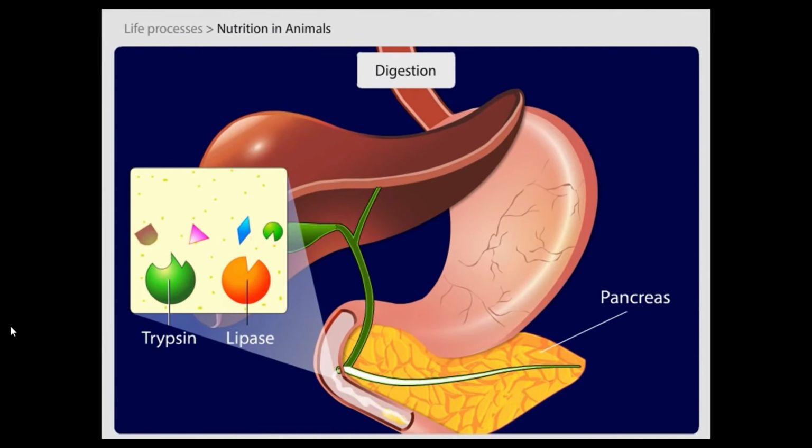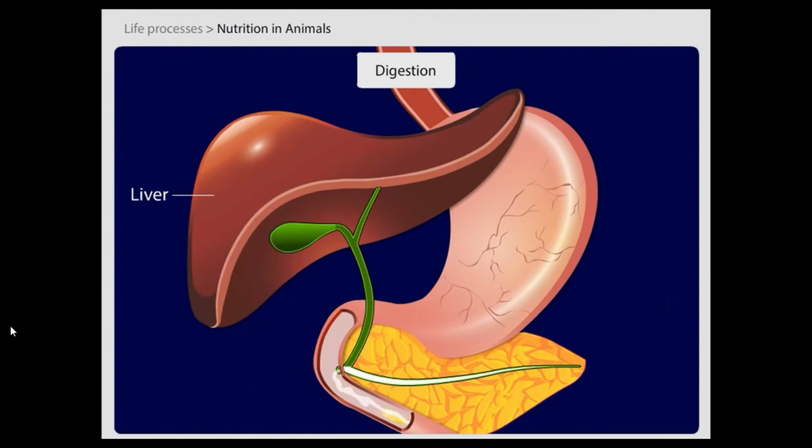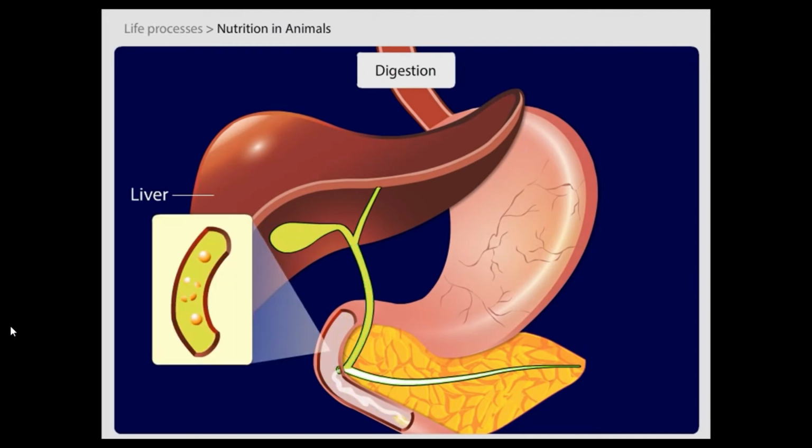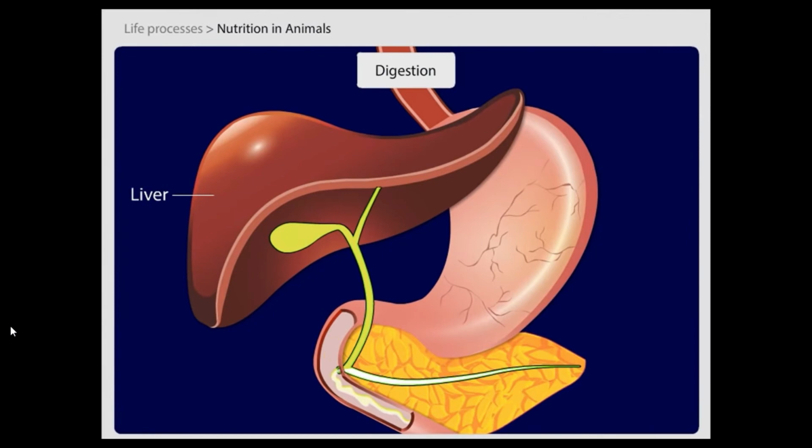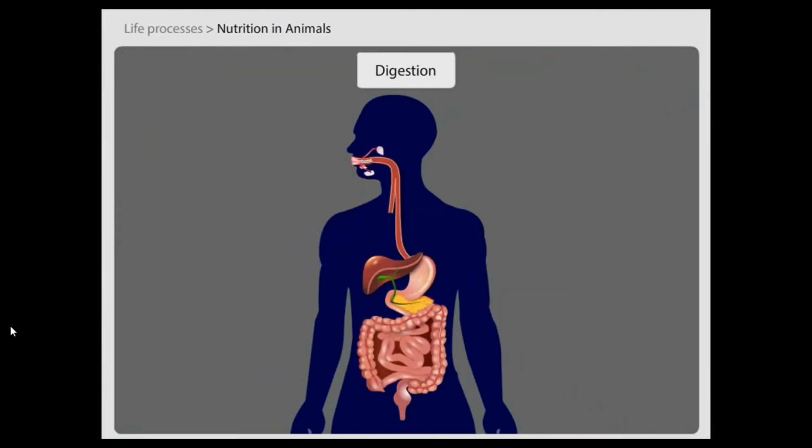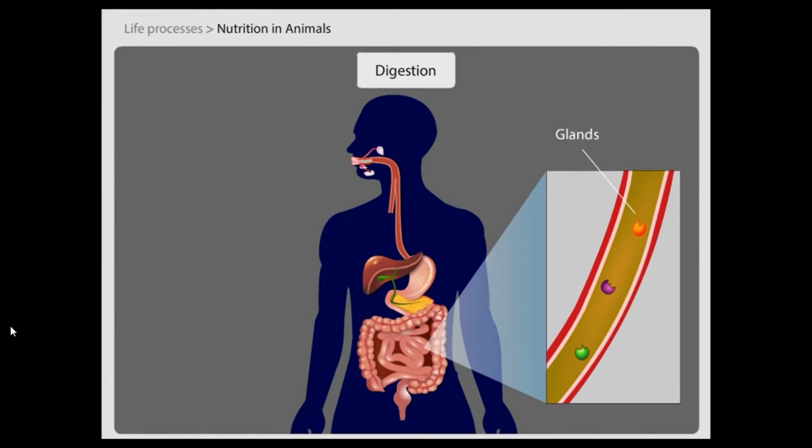Next is the liver. The liver secretes bile juice, which is a greenish yellow liquid. It is stored in the gallbladder. Bile helps in breaking down fats present in the food. The walls of the small intestine contain glands which secrete intestinal juice. The intestinal juice contains a number of enzymes which help in further digestion of food. In this way, the food is completely digested in the small intestine.